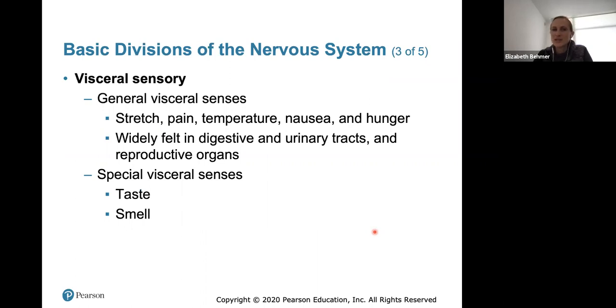For visceral sensory, the general visceral senses are stretch, pain, temperature, nausea, and hunger. They are widely felt in your digestive and urinary tracts and reproductive organs. And you have special visceral senses like taste and smell.